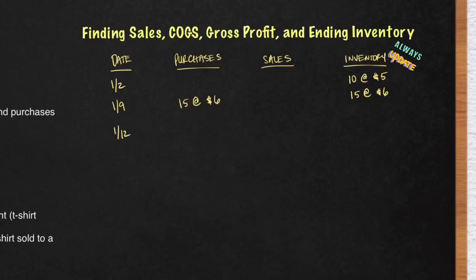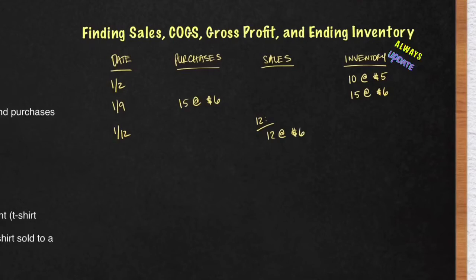On January 12th, we finally make a sale to a customer. This is where LIFO and FIFO become important. In this case, this is LIFO. So the most recent inventory, which is 15 at $6, is sold first before the older inventory.